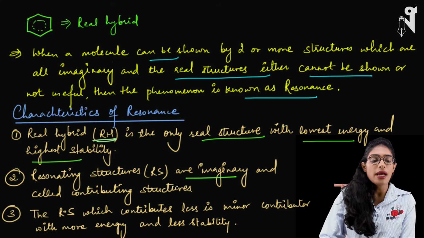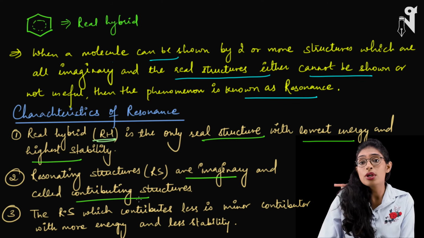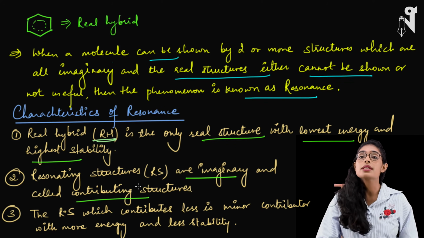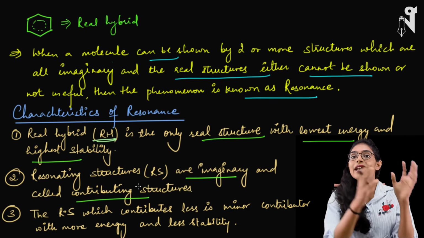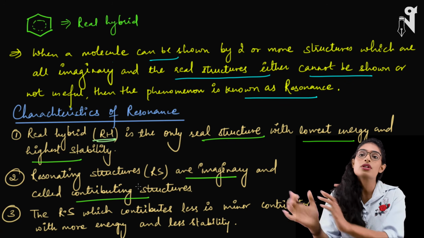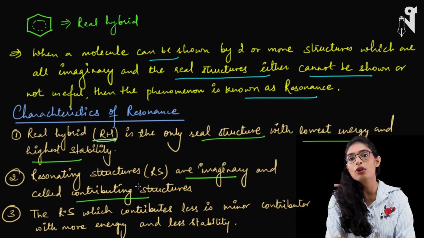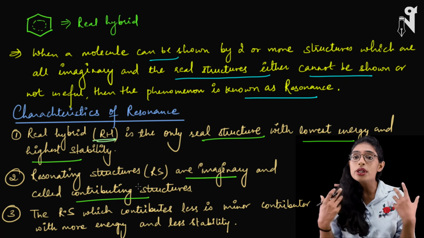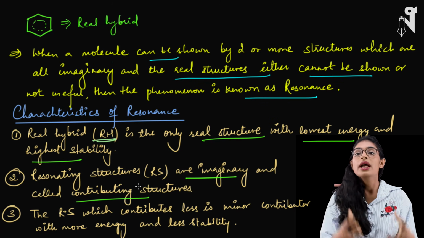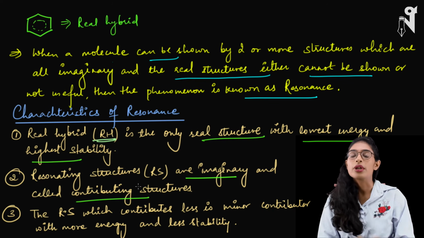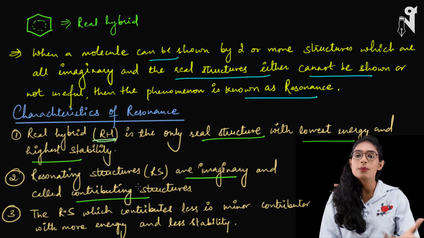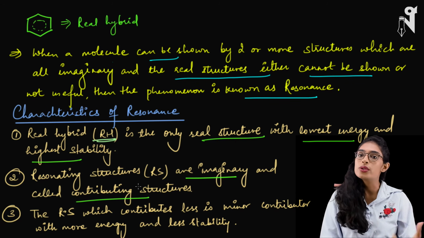Resonating structures are imaginary and are called contributing structures. Why do we call them contributing? Because not all of them are giving you complete information about every reaction, but individually they are giving you information about some set of reactions or some set of behavior of that molecule. So these are actually contributing structures which help you in understanding the molecule's behavior towards a certain reagent, or physical properties or chemical properties and so on.